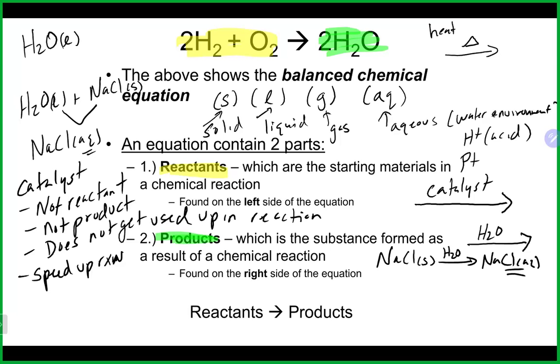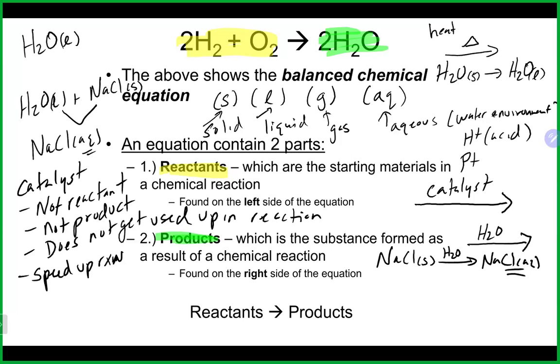So this brings up two things about equations. I would say 9 times out of 10, we use chemical equations to represent a chemical change that's happening, a chemical reaction that is taking place. But you could also use an equation to represent a physical change, just like we could use an equation where we take water to water here.